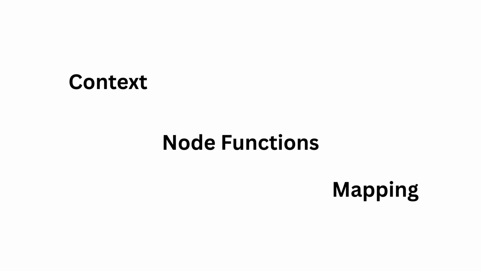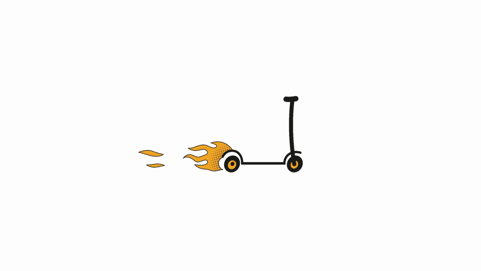I will show you some of the examples of node functions and I'll explain how can you use these node functions to manipulate the context to derive the right target structure. So without further delay, let's begin.